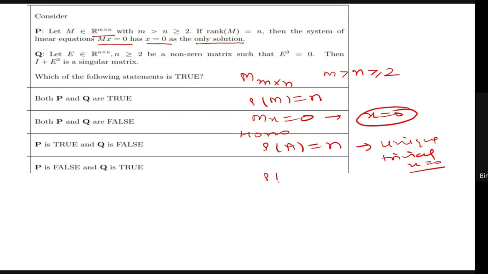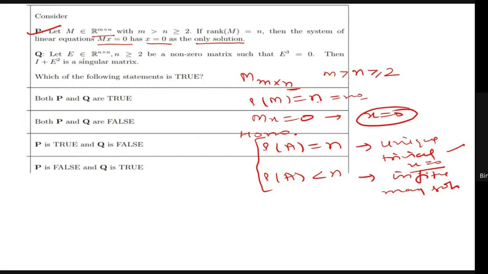The second condition is, if rank of A is less than n, then there will be infinitely many solutions. So these are the concepts related to homogeneous linear systems. Now it has been given to us that the rank of M equals n, the number of variables. So in this case there will be a unique solution, and the unique solution will be the zero solution, also called the trivial solution. The P statement is true.